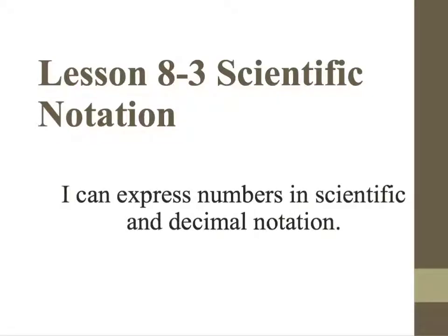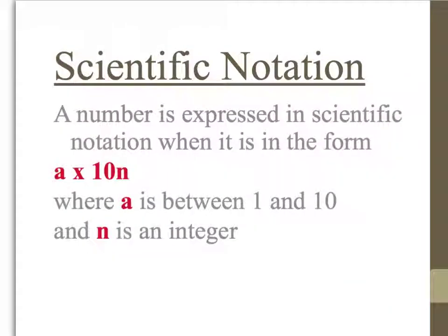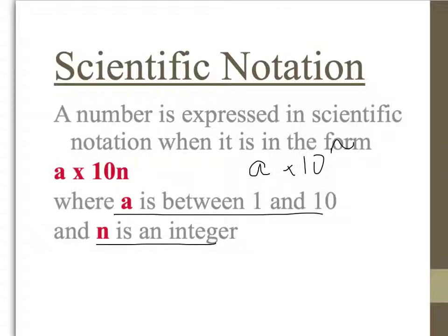Okay, so here we're going to look at scientific notation. In this lesson, we're going to learn about expressing numbers in scientific notation and also in decimal notation. Scientific notation is a number that, when it's in scientific form, looks like A times 10 to a power n, where A is a number between 1 and 10, and n is an integer, which means it's a whole number, and it can be negative or positive.